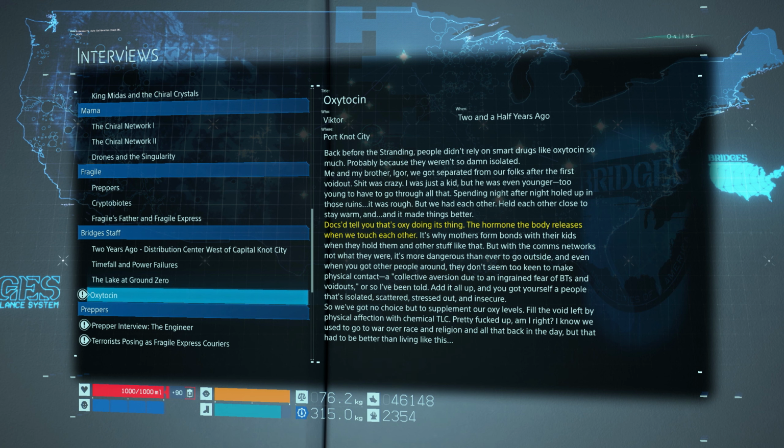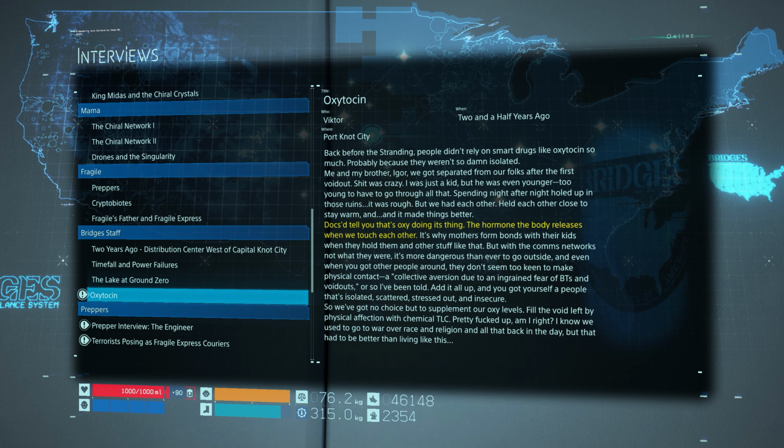But with the comms network not what they were, it's more dangerous than ever to go outside. And even when you got other people around, they don't seem too keen to make physical contact. A collective aversion due to an ingrained fear of BTs and void outs, I've been told. Add it all up and you got yourself a people that's isolated, scattered, stressed out, and insecure. So we've got no choice but to supplement our oxy levels. Fill the void left by physical affection with chemical TLC. Pretty fucked up, am I right? I know we used to go to war over race, religion, and all that back in the day, but that had to be better than living like this.